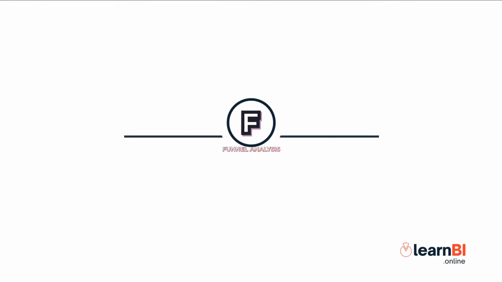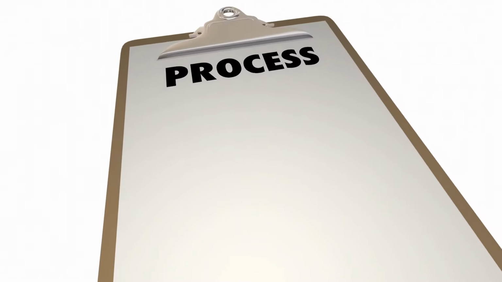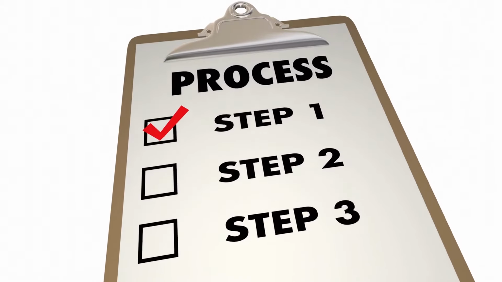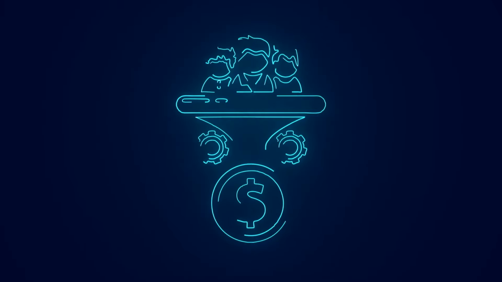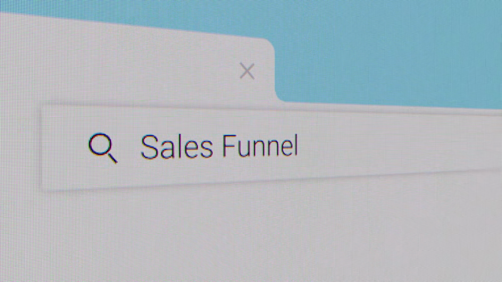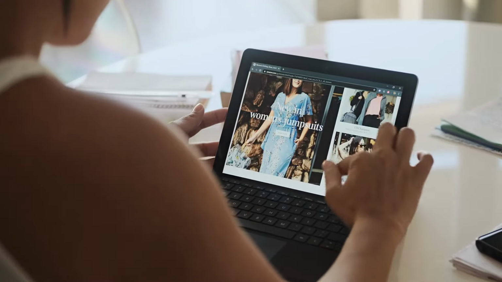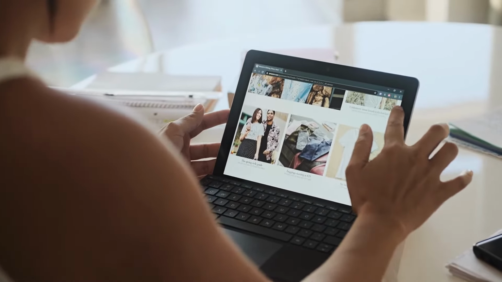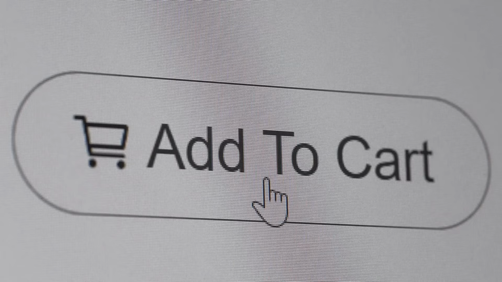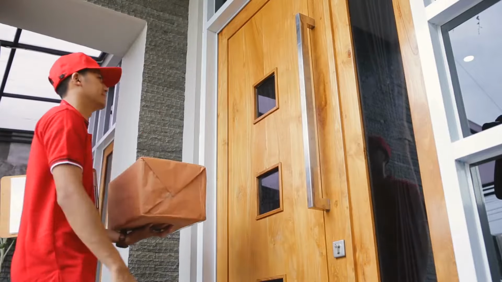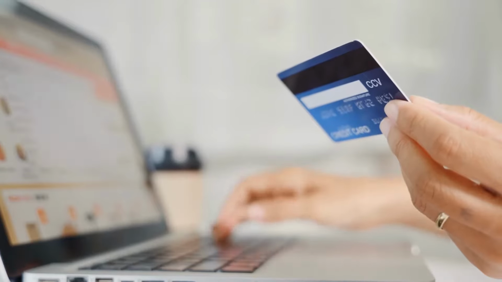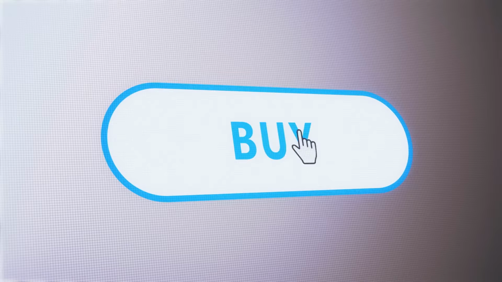F is for funnel analysis. Funnels are a method of tracking and analyzing the stages that users or customers go through in a process, such as a sales or marketing funnel, to identify areas for improvement and optimization. An example process would be a customer on an e-commerce website, first adding to cart, then providing address information, then adding payment details, and finally purchasing.